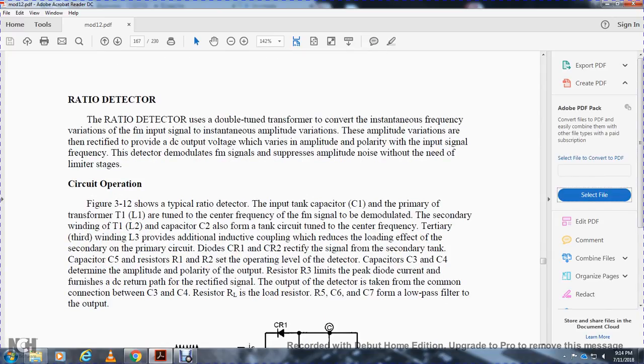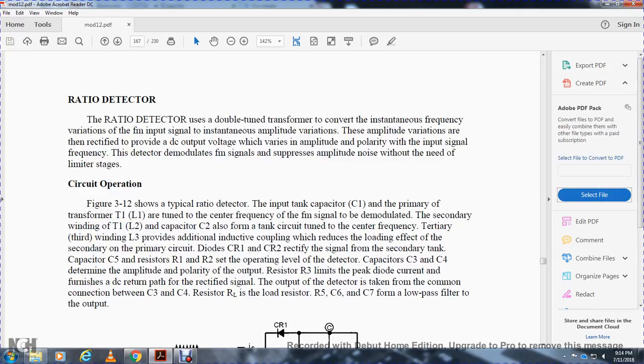Circuit operation. Figure 312 shows the typical ratio detector. The input tank, capacitor 1 with the primary of transformer 1, inductor 1, is tuned to the center frequency of the frequency modulating signal. The secondary of transformer 1, inductor 2 and capacitor 2, is also a tank circuit tuned to the center frequency. Essentially a third winding of the inductor may provide additional inductive coupling and reduce the loading effect of the secondary on the primary circuit.